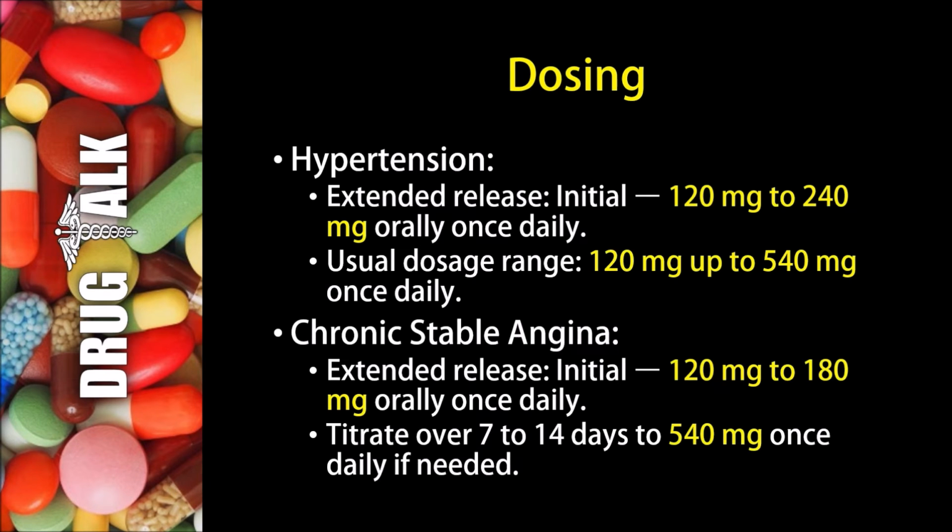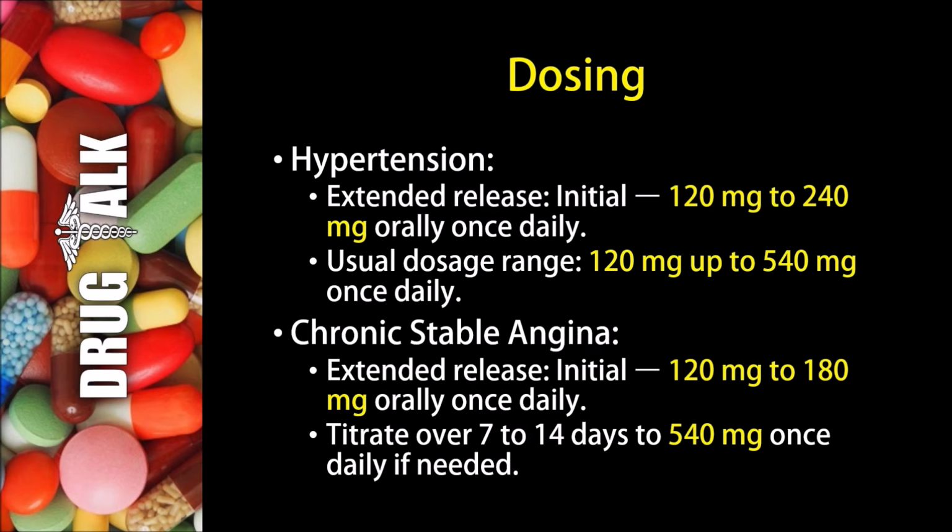Now what about dosing with Diltiazem? So in the treatment of hypertension or high blood pressure, if a patient was using the extended release formulation, the initial dose would typically be 120 to 240 milligrams orally once daily. The usual dosage range for maintenance therapy would be 120 milligrams up to 540 milligrams once daily, again for the extended release formulation.